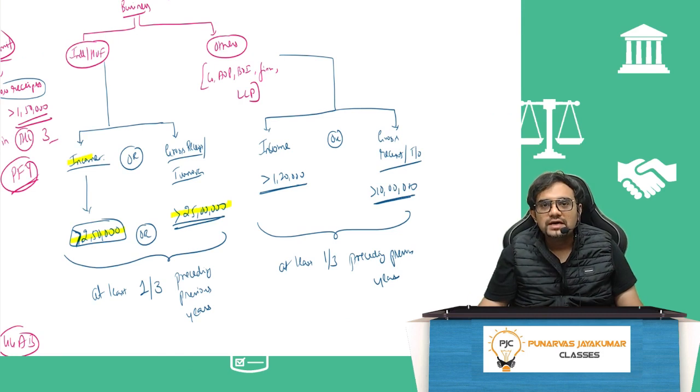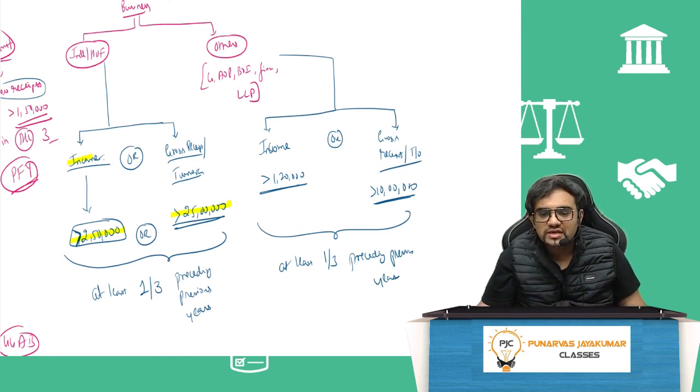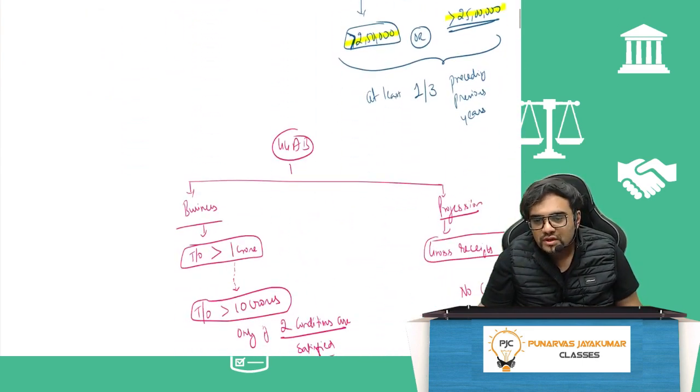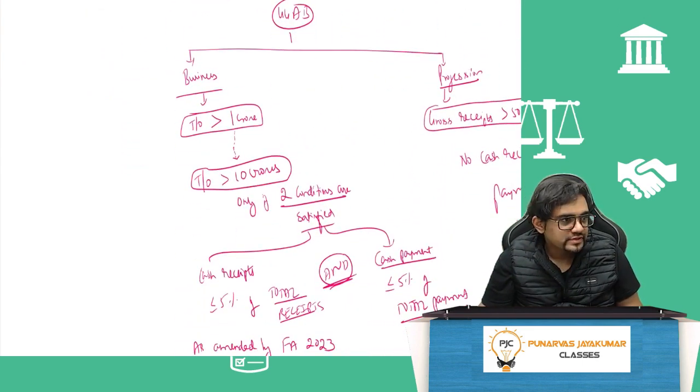Others, company, AOP, BOI, firm, LLP, etc.: income greater than 1,20,000 or gross receipts or turnover greater than 10 lakh rupees in at least 1 out of 3 preceding previous years. Only then they have to maintain the accounts. Then 44AB will come. That is your tax audit.